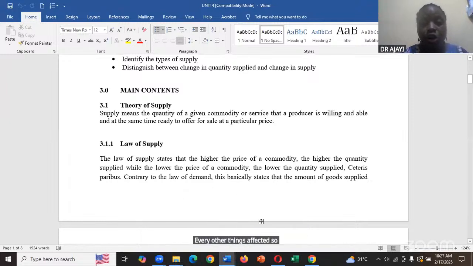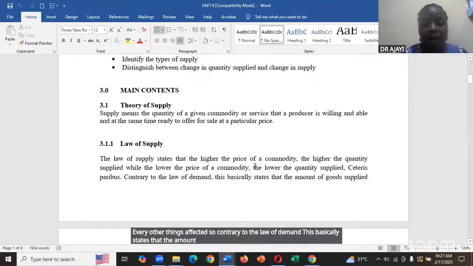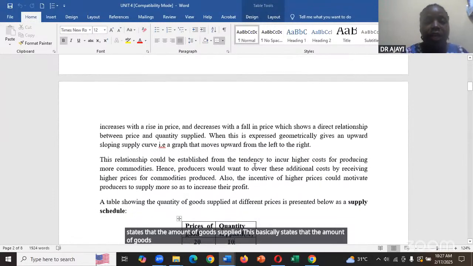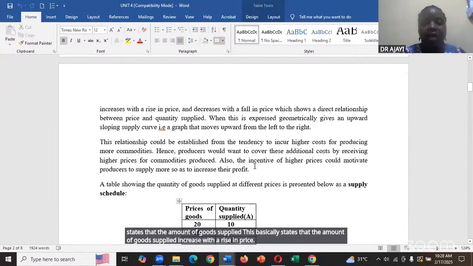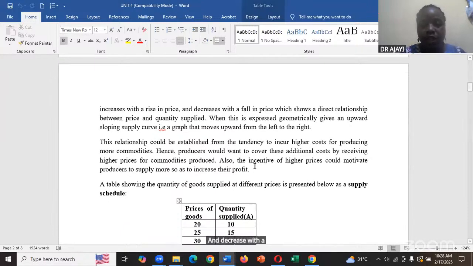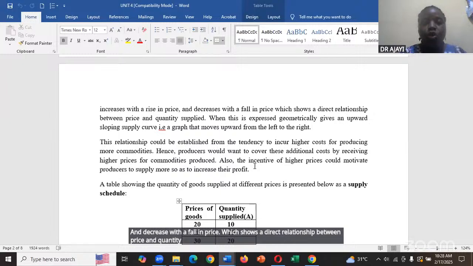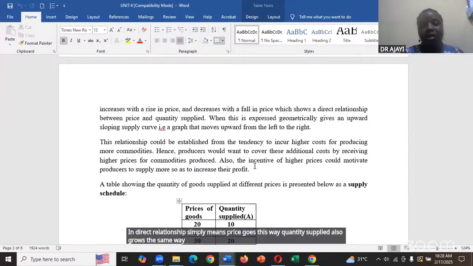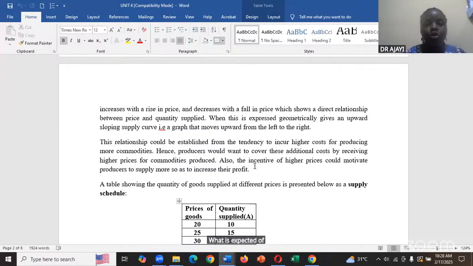So contrary to the law of demand, this basically states that the amount of goods supplied increases with a rise in price and decreases with a fall in price, which shows a direct relationship between price and quantity supplied. So what do we mean by direct relationship? It simply means price goes this way, quantity supplied also goes the same way. So if price goes down, quantity supplied also goes down.